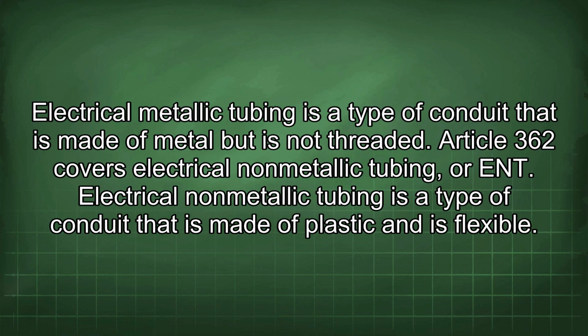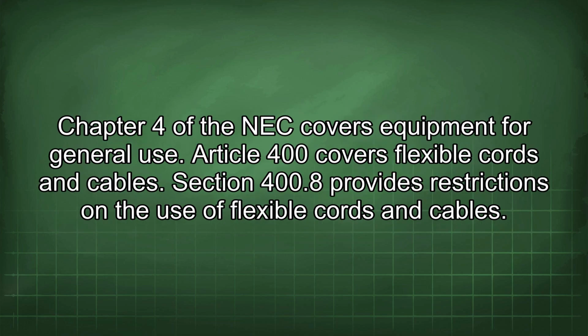Article 362 covers electrical non-metallic tubing, or ENT. Electrical non-metallic tubing is a type of conduit that is made of plastic and is flexible. Chapter 4 of the NEC covers equipment for general use. Article 400 covers flexible cords and cables.